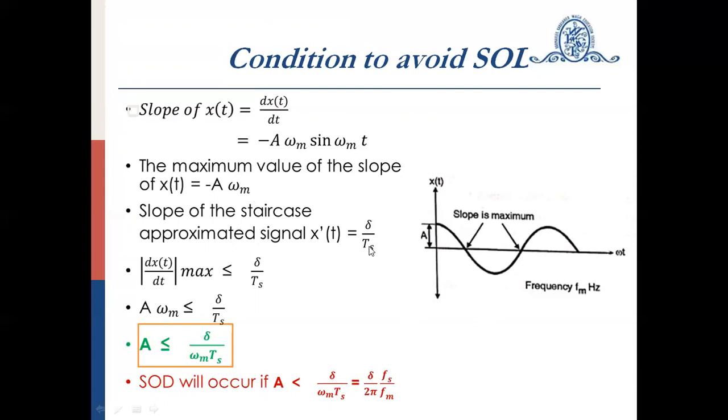So the condition to avoid slope overload distortion: the magnitude of the slope of x of t is less than or equal to delta divided by Ts. So we can put the value as A omega m, which is less than or equal to delta divided by Ts. So the amplitude of your signal should be less than delta divided by omega m Ts. This is the condition to avoid slope overload distortion. In terms of frequency also, you can write this.